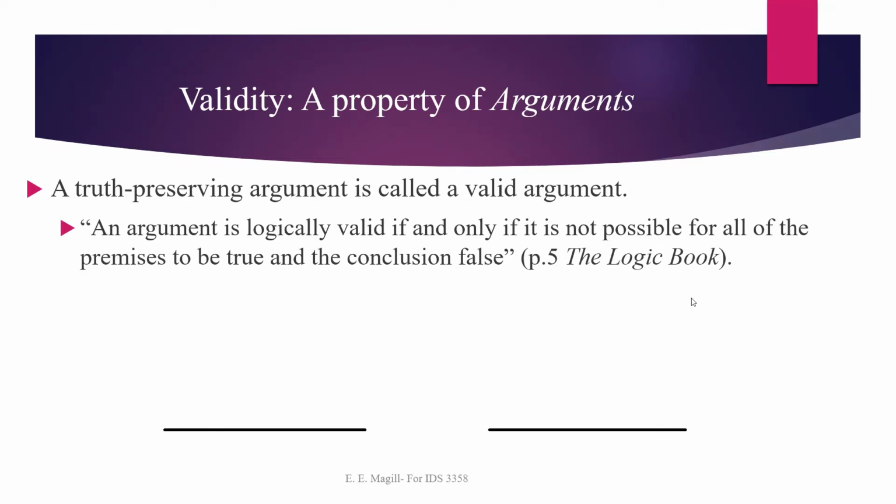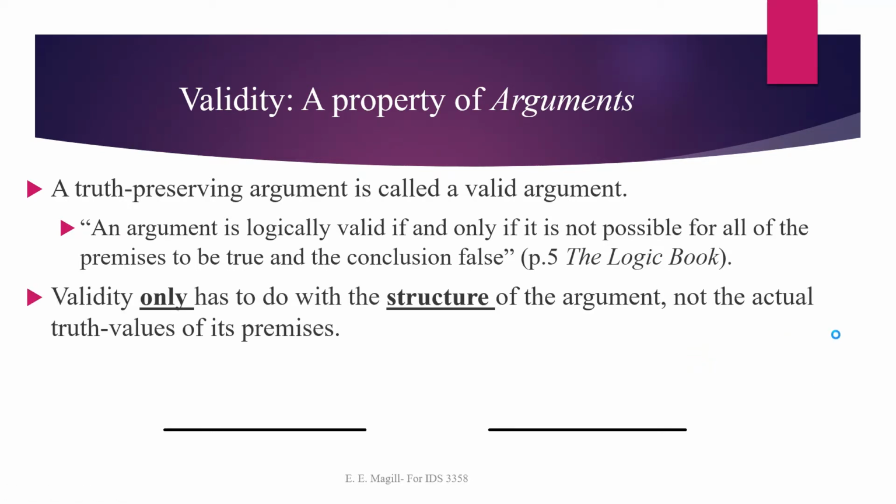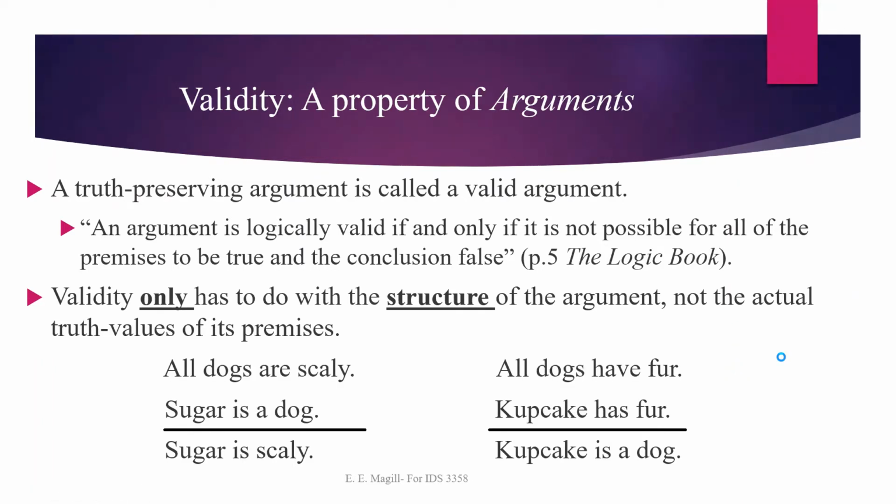It's important to remember here that just like with the other logical properties covered in the last video, validity is not concerned with whether the premises of the argument are actually true. With validity, we're focused entirely on the structure of the argument and the relationship between the premises and the conclusion. So in asking if something is valid, you assume the premises are true, and then ask whether the conclusion follows from that. So here's two examples. The first has two premises, all dogs are scaly and sugar is a dog, and then the conclusion, sugar is scaly.